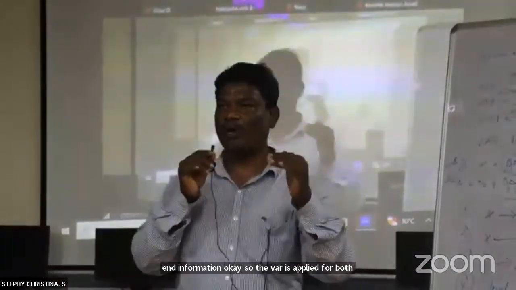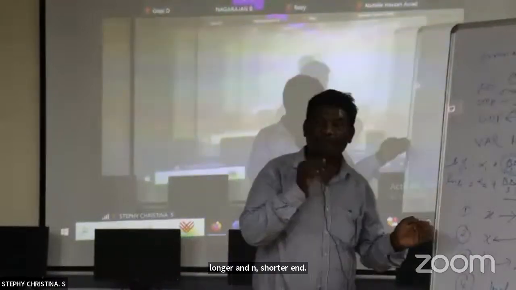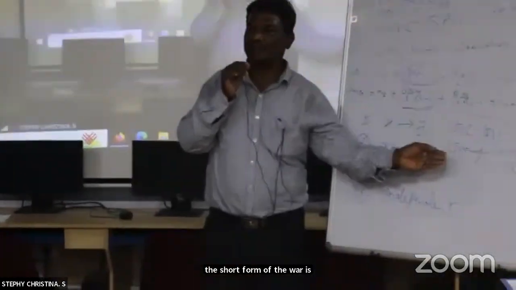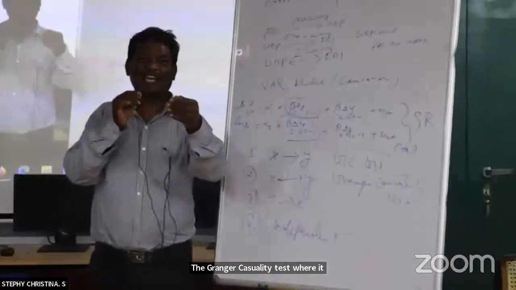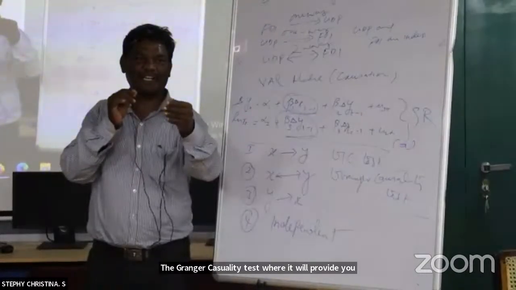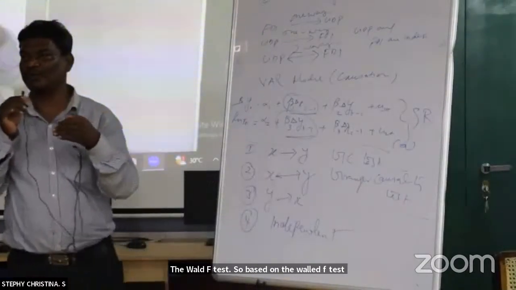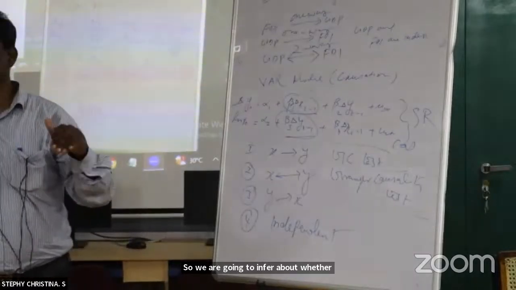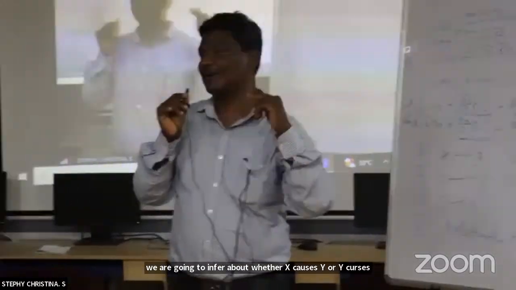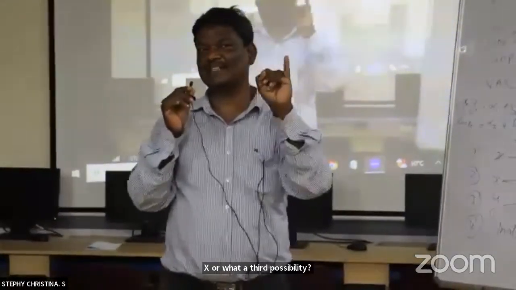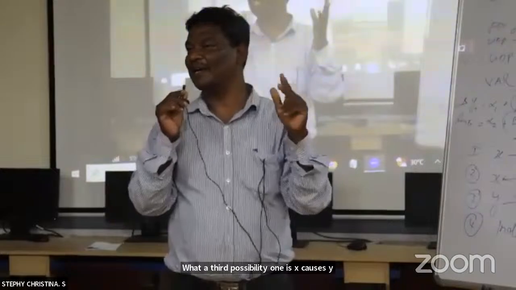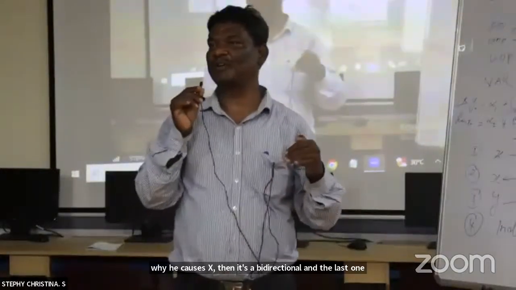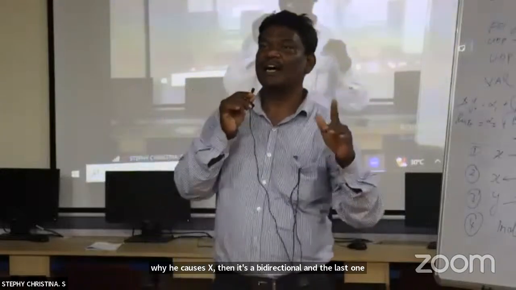Moreover, the short form of the VAR is the Granger causality test, where it will provide you the Wald F test. Based on the Wald F test, we are going to infer whether X causes Y or Y causes X, or what is the third possibility? One is X causes Y and Y causes X, then it's bidirectional, and the last one is independent. That is what we are going to test using the VAR and GC.